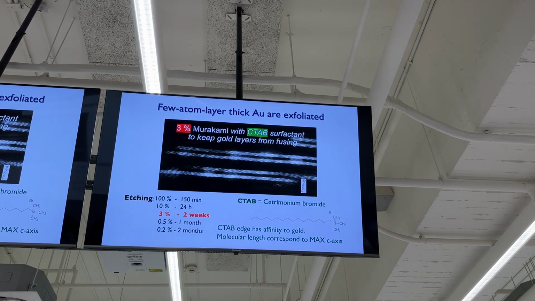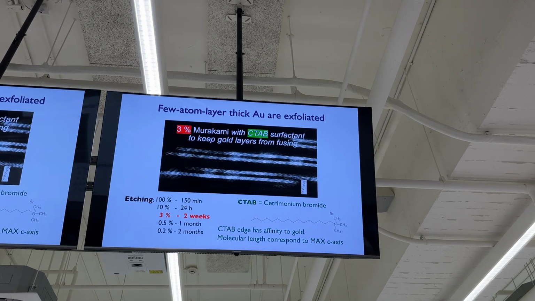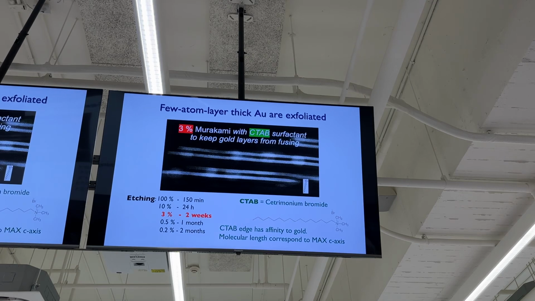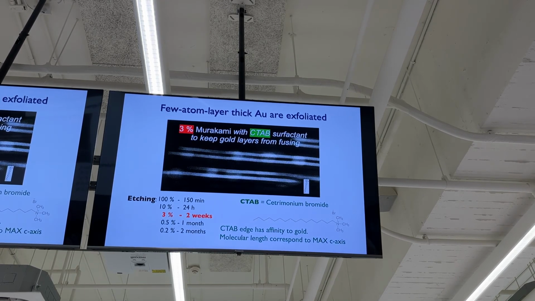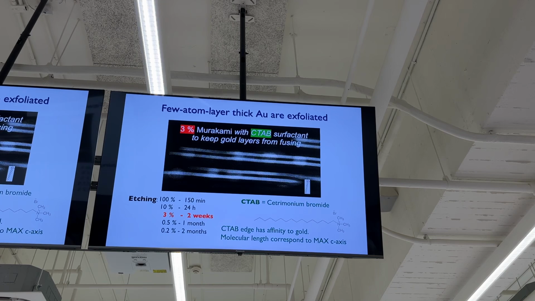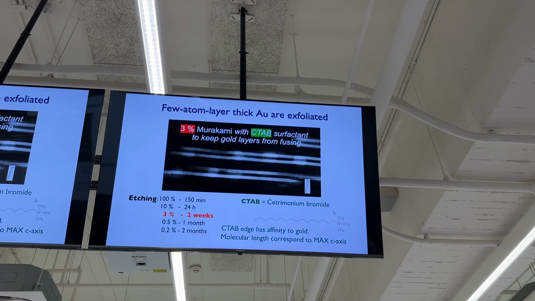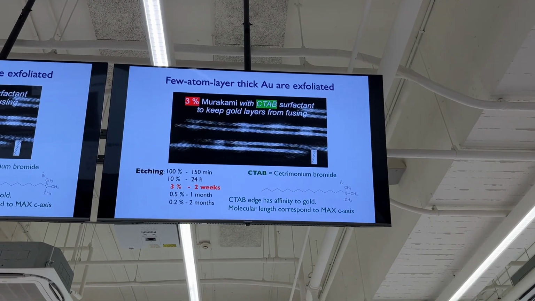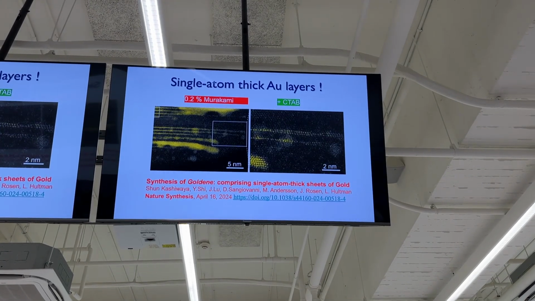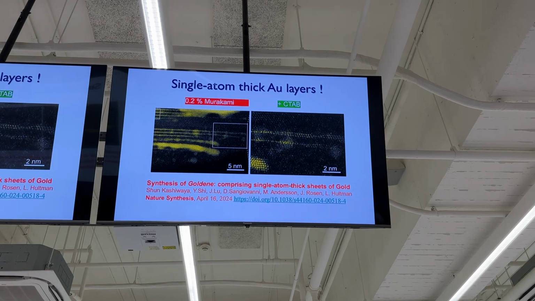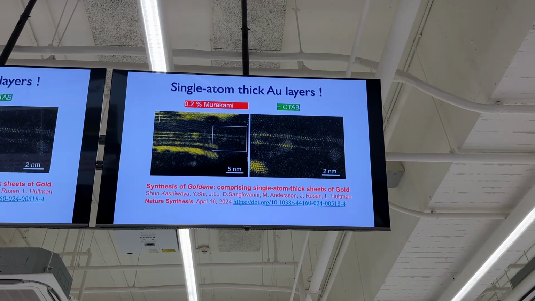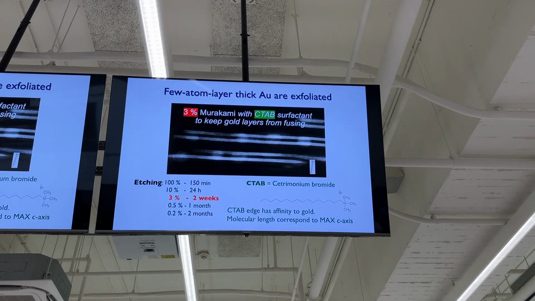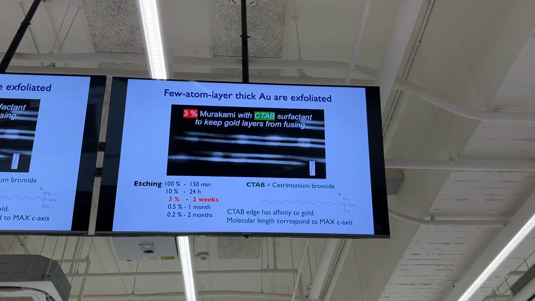The surfactant that we picked was CTAB, which has a long molecule with an end with bromine that has affinity to gold, and the other end will keep other gold layers away. So that worked in part. We have 3-layer gold. One could call this gold-ene, but we didn't. Now we're at 0.2%. The price we're paying for this is that we need to do the etching for a longer time, and longer time means 2 months.